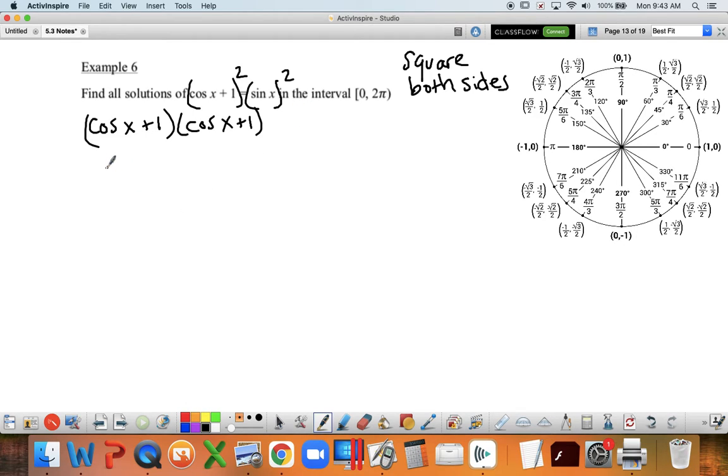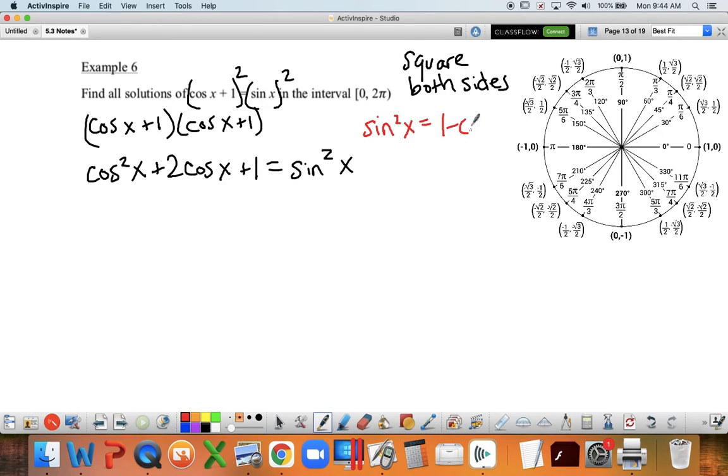So on my left-hand side, I wind up with cosine squared x plus 2 cosine x plus 1 equals sine squared x. Well, in our previous example, remember our previous example, we took sine squared x and made it equal to 1 minus cosine squared x. So I'm going to take that value and plug that in over here. Hopefully all will be revealed as to why we're doing this.